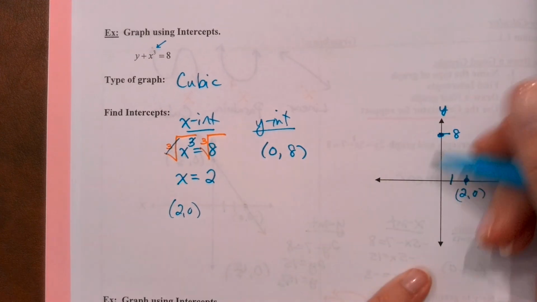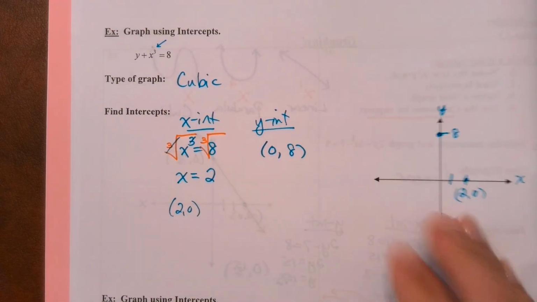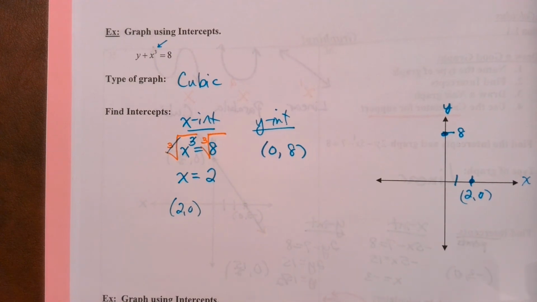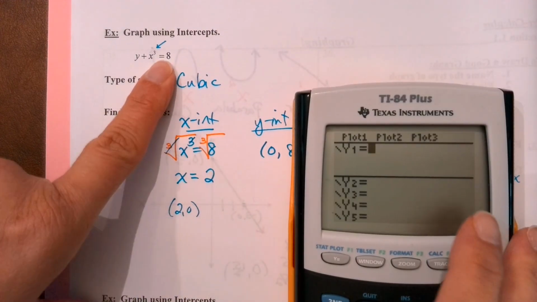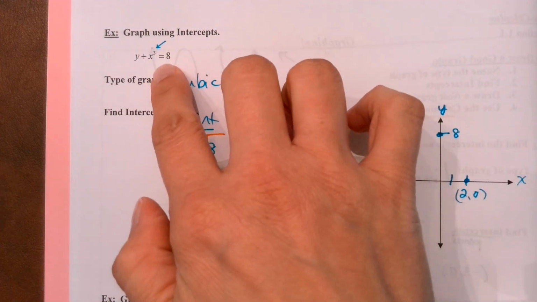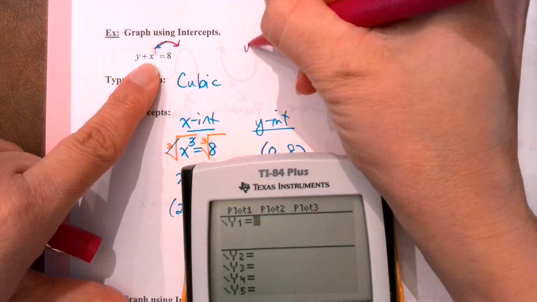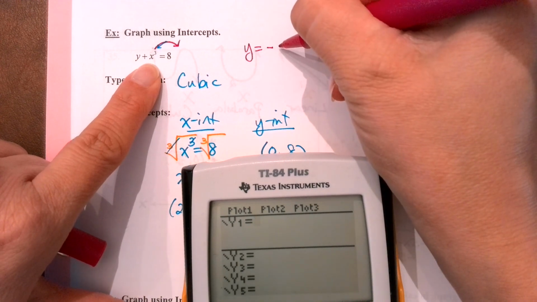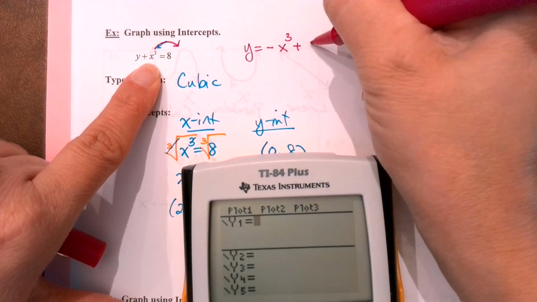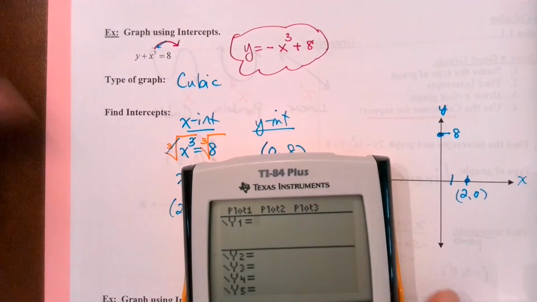Now, I'm not quite sure how this looks. I know it has to be a cubic, but I really want to get some information, maybe some calculator help here. So I'm going to go in my calculator. I'm going to go to y equals. Is it ready to be typed in? Not quite. I have to get x cubed moved to the other side. So y is going to equal negative x cubed plus 8. Okay, now it's ready to be typed into the calculator.